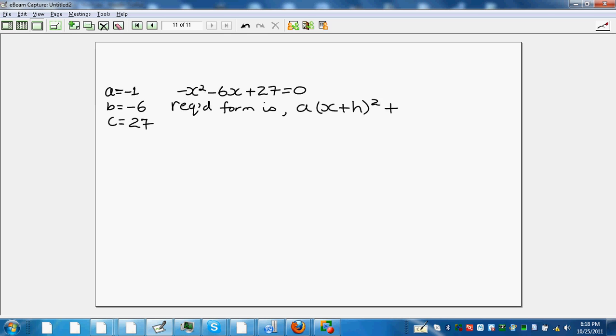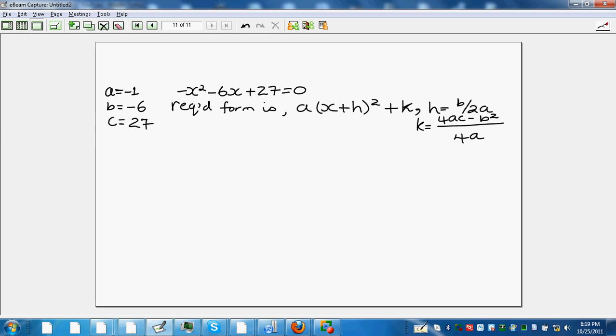And in this form, h will be equal to b over 2a, and k is equal to 4ac minus b squared, all over 4a. Right? So I ask that you commit that to memory, because they might give you the form of the completing square, but not what h is and what k is. So you need to memorize that.